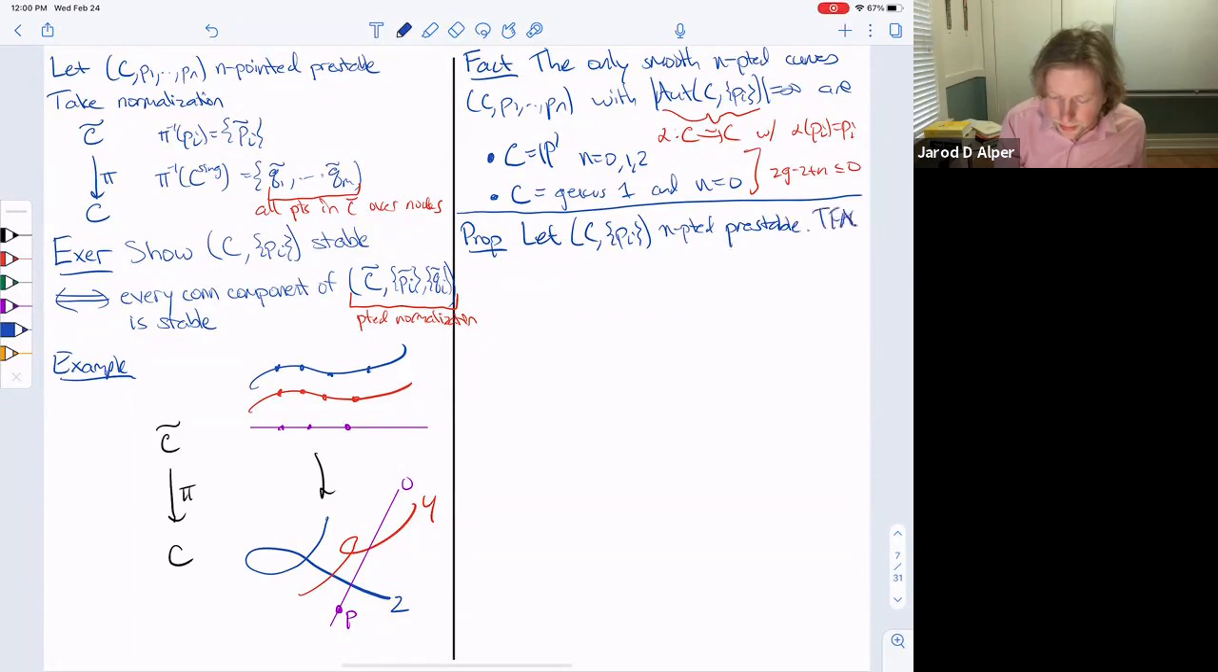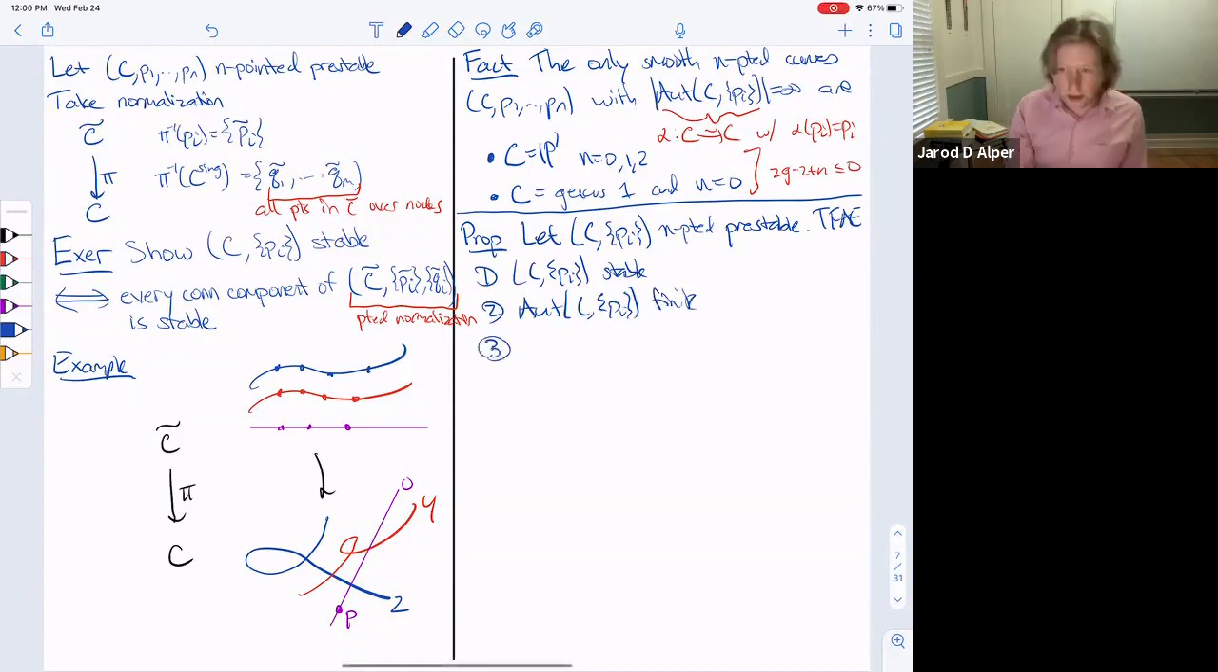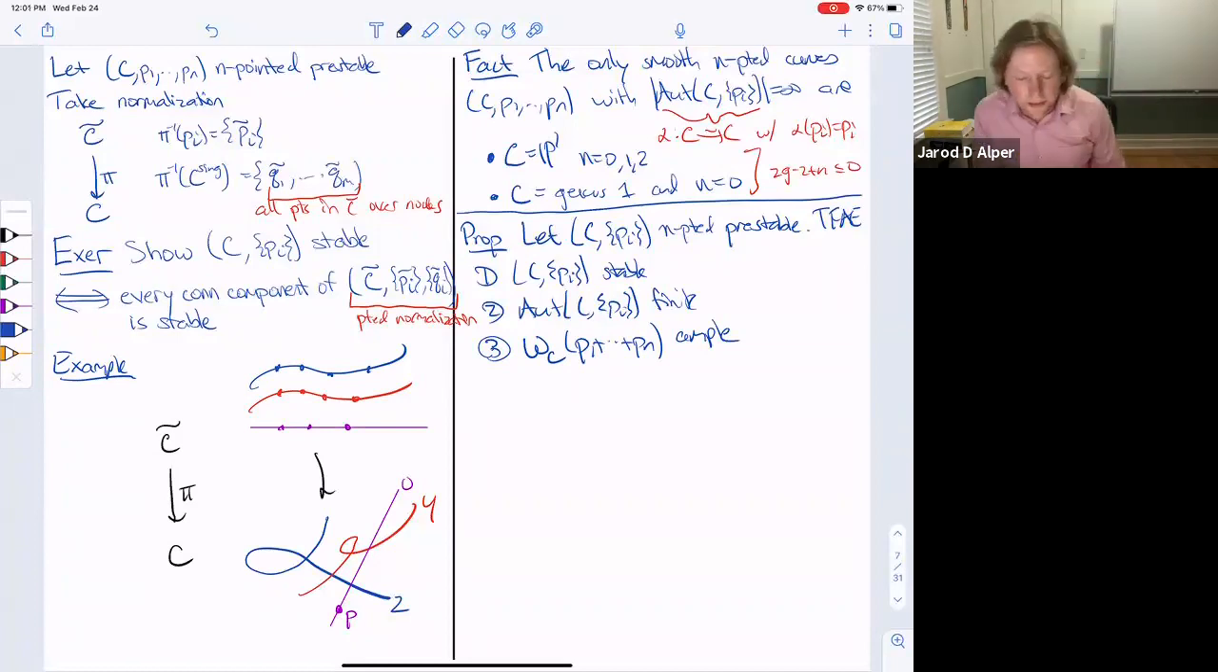Then the following are equivalent. One is that it's stable. Two is that the automorphism group is finite. And three, the dualizing sheaf, which we introduced and gave an explicit description for last time, twisted by the points, is ample. So this gives you three different ways to think about stable curves, and they're all, I would say, equally important.